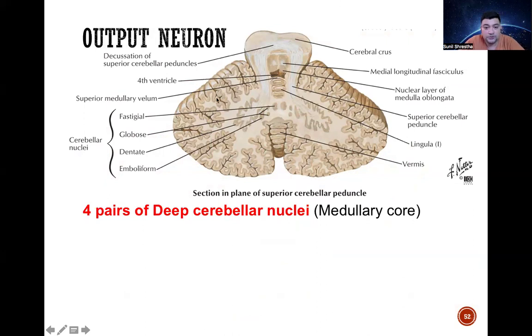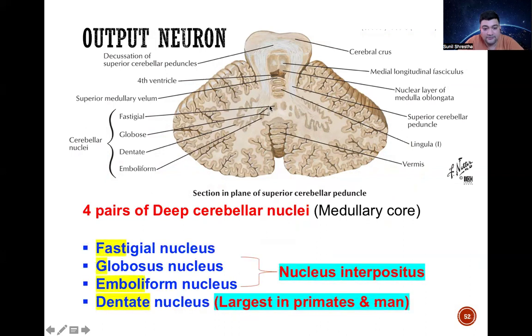Now, output neurons. As you know, there are four deep cerebellar nuclei present in the cerebellum. They are the output neurons of the cerebellum. They are the fastigial nucleus, globose, emboliform, and dentate nucleus. So here you can see these nuclei are the output neurons of the cerebellum.